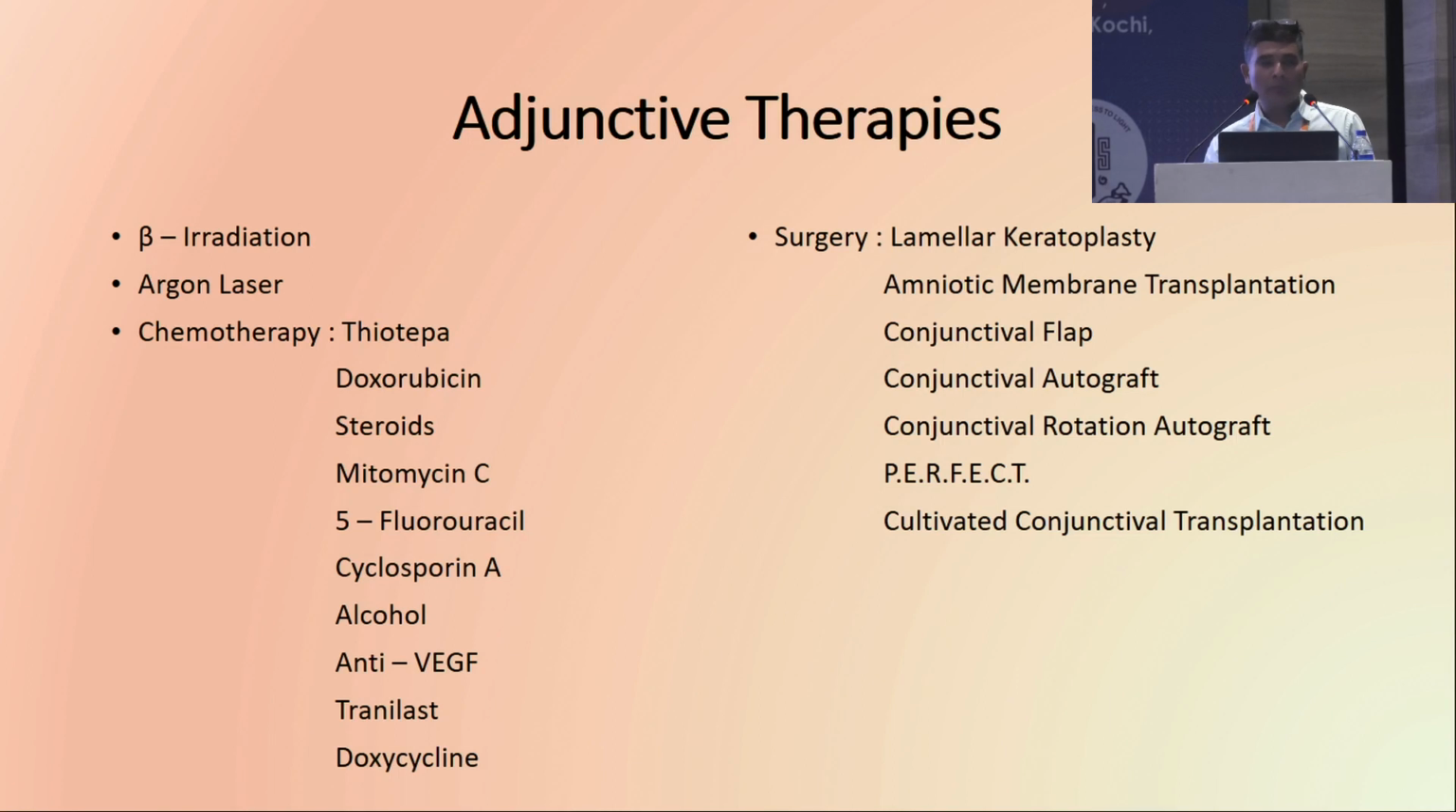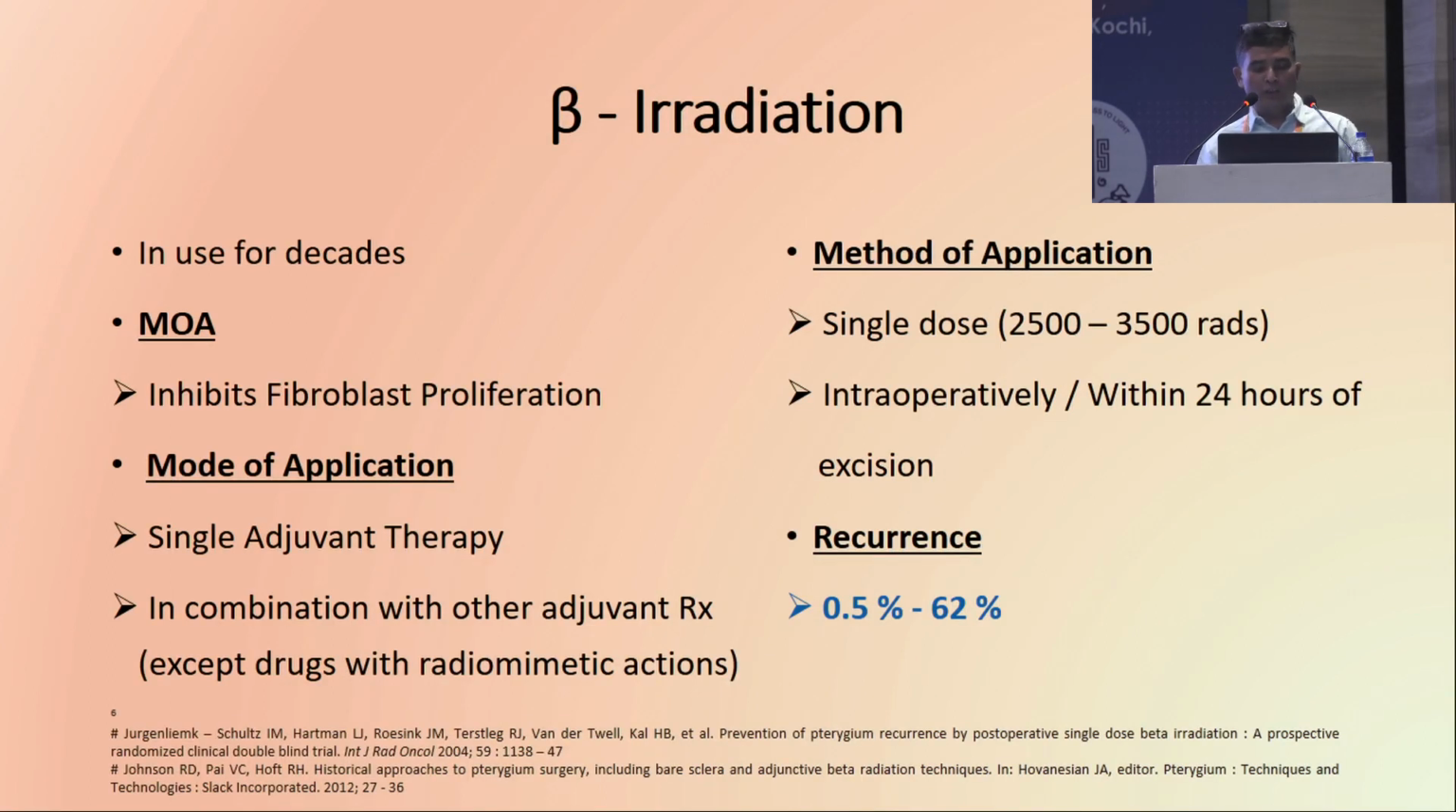It varies from radiotherapy to the use of lasers, and many antimetabolites and other medications to prevent the recurrence. We'll go through the most commonly used adjuvant therapy presently or in the past. The first I'd like to talk about is beta irradiation. It was used in previous decades, and its mode of action was that it inhibits the proliferation of fibroblasts, either used singly or in combination with other medication.